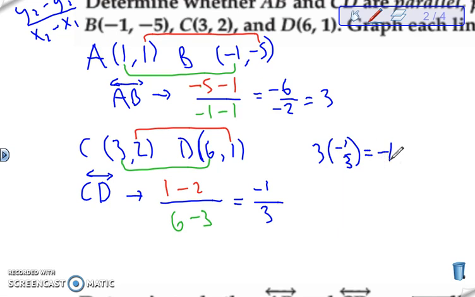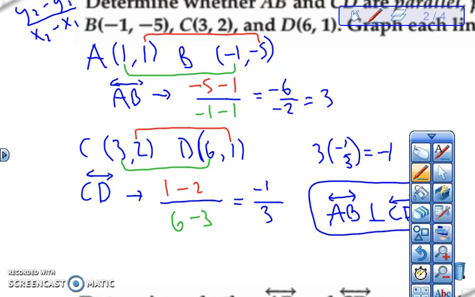So they are perpendicular. Again, they weren't the same, so they can't be parallel. But if their slopes are negative reciprocals, or if they multiply to negative 1, they are perpendicular. So what we'll do is say AB is perpendicular to CD. Again, the perpendicular sign is going to look like an upside down T because we're trying to draw some right angles.